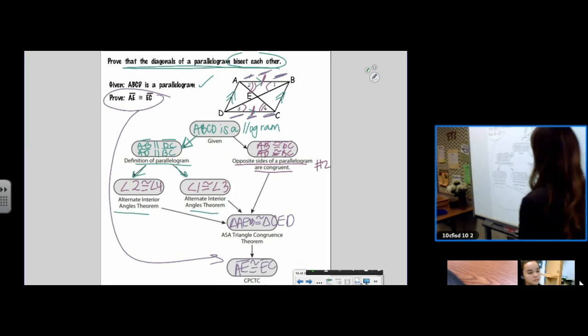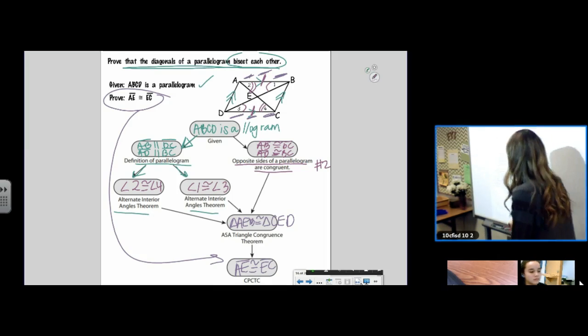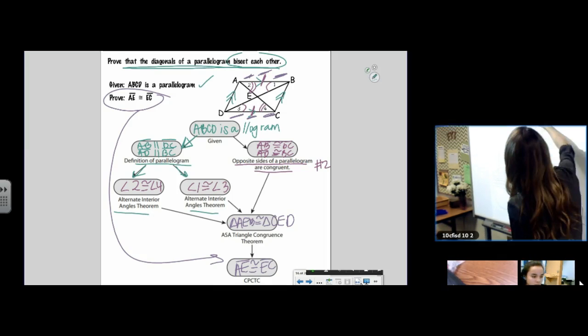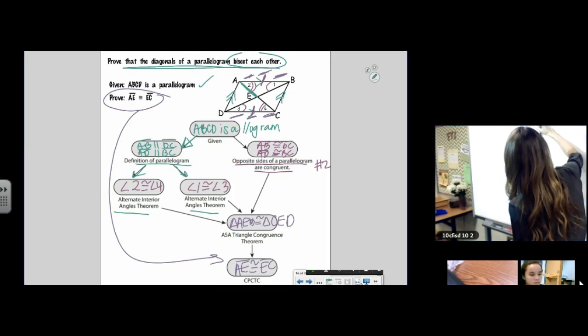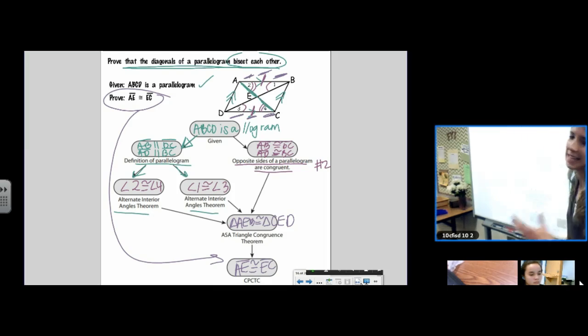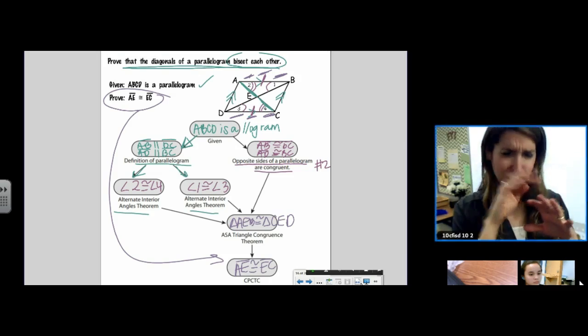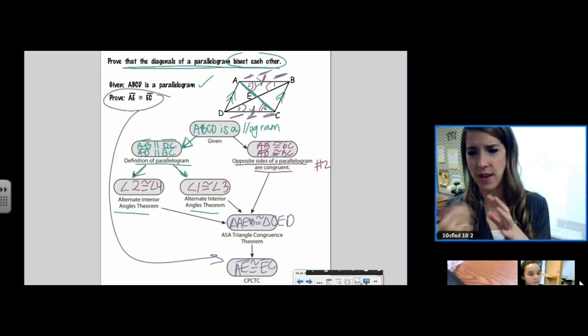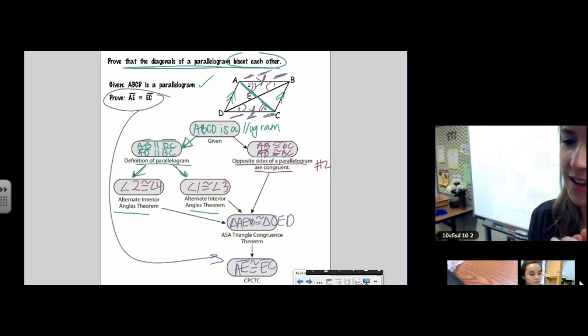What were we even trying to do? Do you remember? We were trying to say that the diagonals bisect each other. So we only proved that one diagonal got bisected, but don't worry. You use the same logic and show that the other one was bisected as well. Yay!